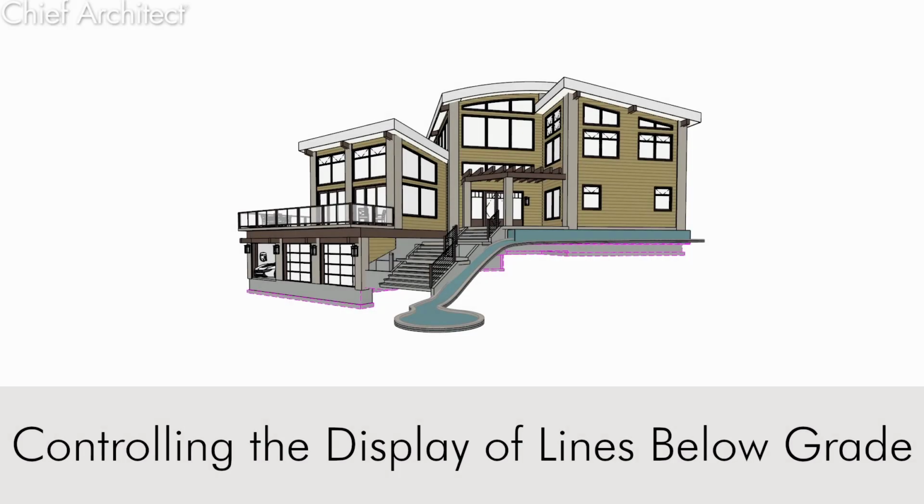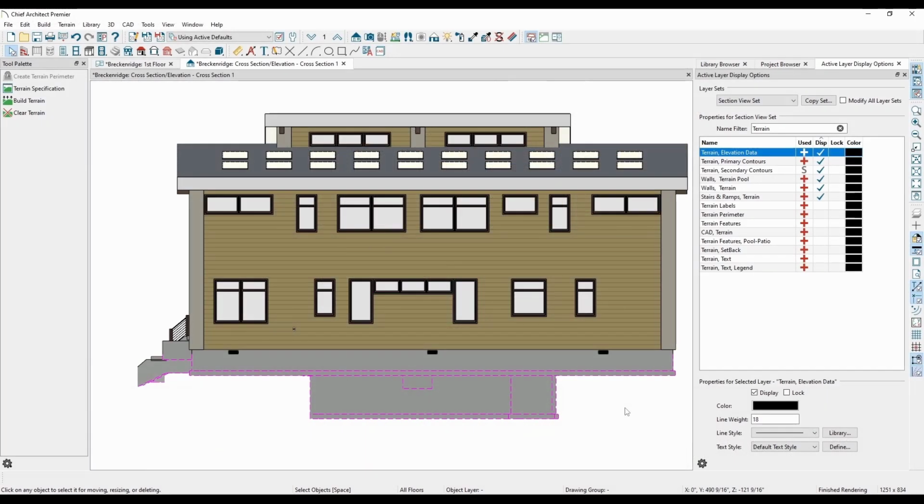In this video, we'll go over how to control lines below grade. Taking a look at this cross-section view, you'll notice that we're seeing these dashed pink lines. These lines indicate that these objects like my stem walls, footings, and other items are below grade. However, these line options are not enabled by default. We have to enable them within the camera view options.